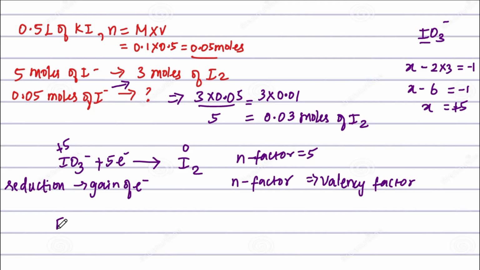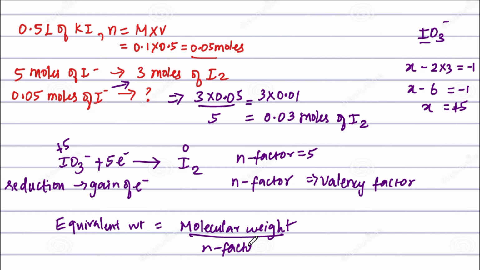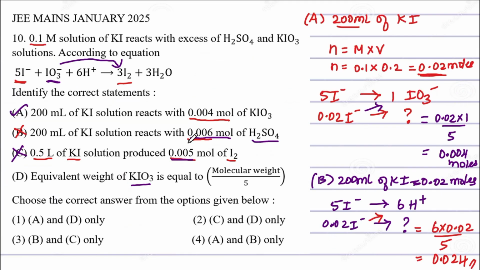Now let us see the formula of equivalent weight. Equivalent weight is equal to molecular weight divided by n factor. For KIO3, that is IO3 minus, the n factor is 5. So it is molecular weight by 5. So option D is correct. The correct options are A and D. Choose the correct answer from the given options: the correct option is option 1, A and D.